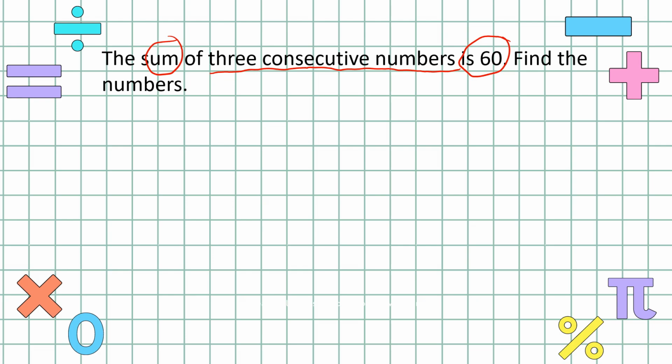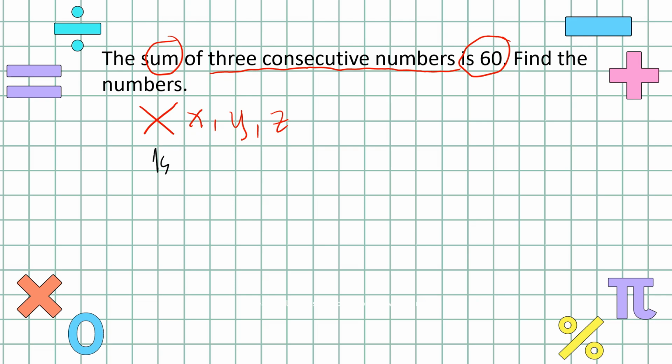But do we need to use different variables like x, y, and z? If you're thinking about this, it is incorrect. Why? Because actually, these three consecutive numbers, since they are related to one another, can be represented by one variable. So how will it happen?